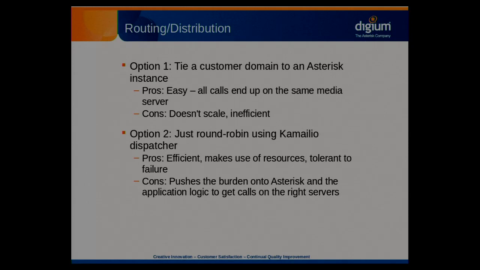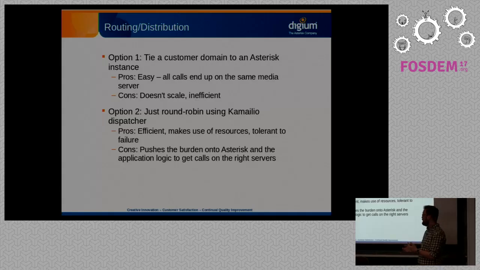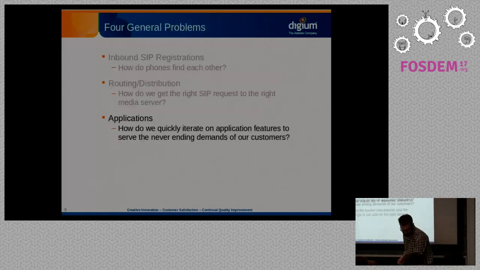Instead, let's just round robin using the Kamailio dispatcher, and we'll send all calls to all Asterisk instances. That's great. It's very efficient, makes use of resources, and it's tolerant to failure. On the downside, we push all the burden onto Asterisk and our application media servers to figure out what to do with the calls. So we're going to make our application people work a lot harder, but that's actually probably the right thing to do if we're going to be horizontally scalable.